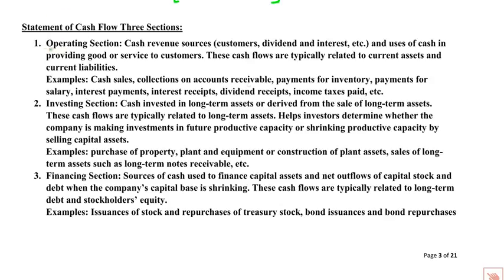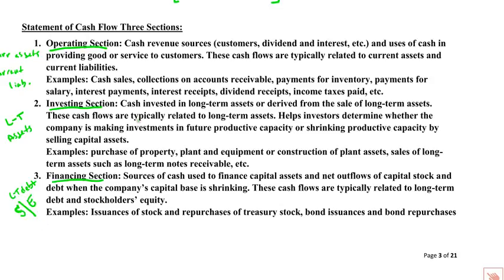When you look at a cash flow statement, there are three sections. There's an operating section, an investing section, and a financing section. So this is current assets. Number one, operating section, operating activities generally relate to current assets and current liabilities. Investing is generally long-term assets, and financing is long-term debt or long-term liabilities, and stockholders' equity, SE.